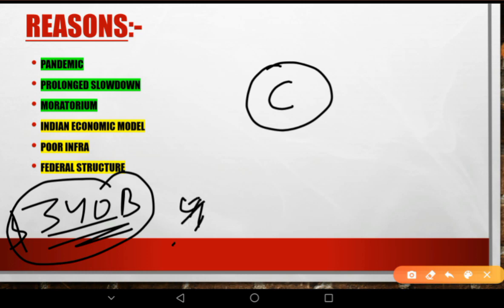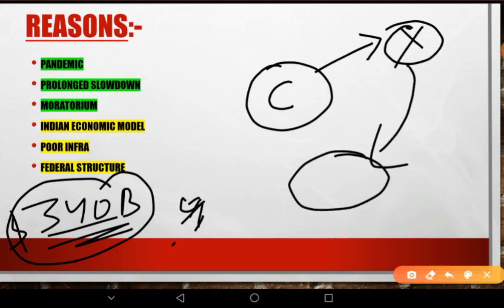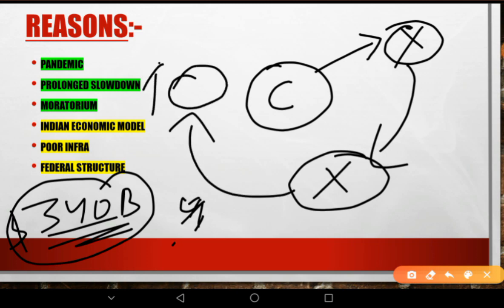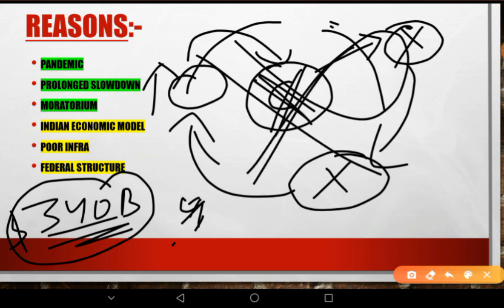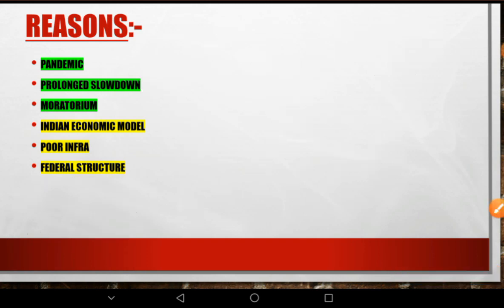So our economy is a consumption-based model. Whatever we consume, then only the wheel of the economy runs. Okay, and when we consume, then companies manufacture. When they manufacture, jobs are generated, and when jobs are generated, again consumption occurs. So the whole economy runs when this consumption happens. When consumption is zero, like in Corona, then our economy fails. Why is our economy failing? Because consumption is zero. So our economic model is a consumption-based model. That's why we are failing.